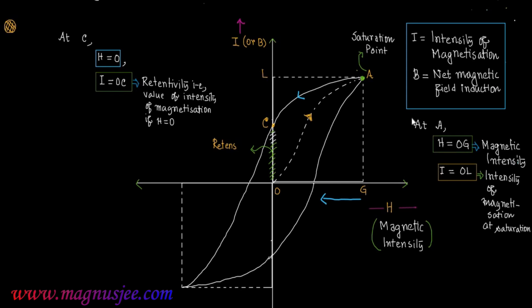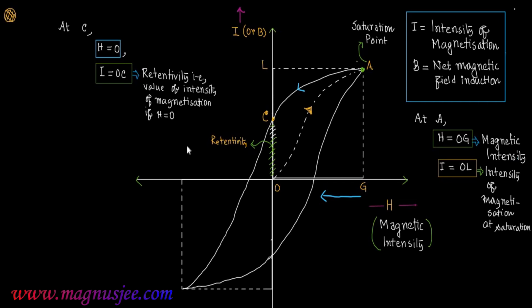And in this portion, the shaded portion on this hysteresis loop, OC is equivalent to retentivity. We can denote the retentivity or residual magnetism after removal of the external magnetic field of field strength H, or the net magnetic field strength retained by the ferromagnetic substance when the external magnetic field is removed.